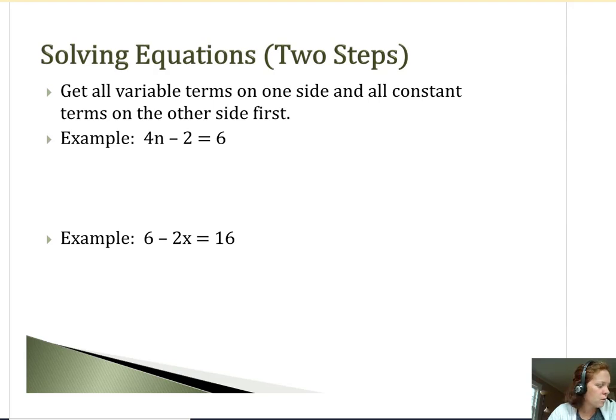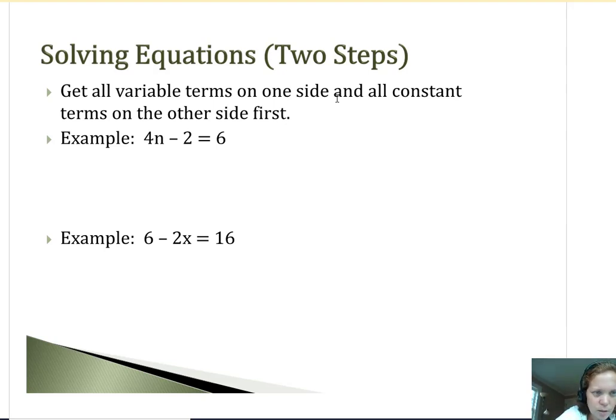So now let's look at if we have more than one step in our equations. One thing to keep in mind is we want to get the variable terms on one side, constants on the other first, because the goal when we solve an equation is to get that variable alone. So 4n minus 2 is 6.